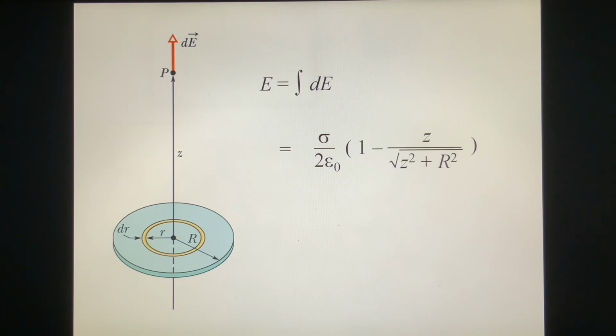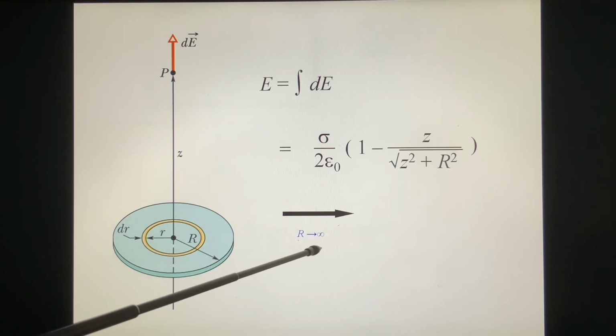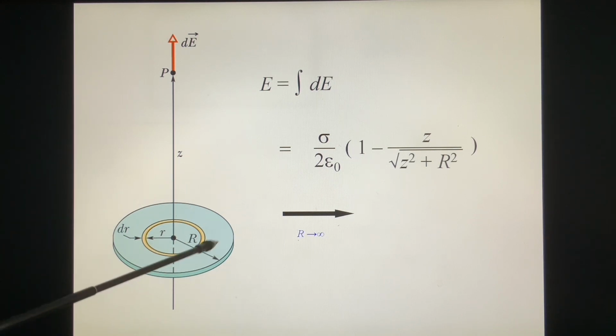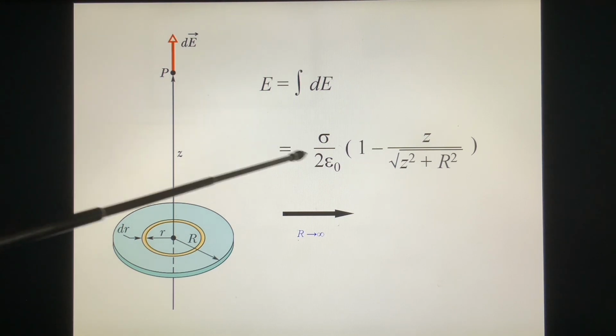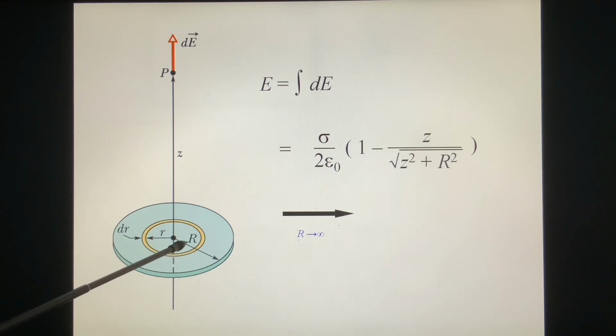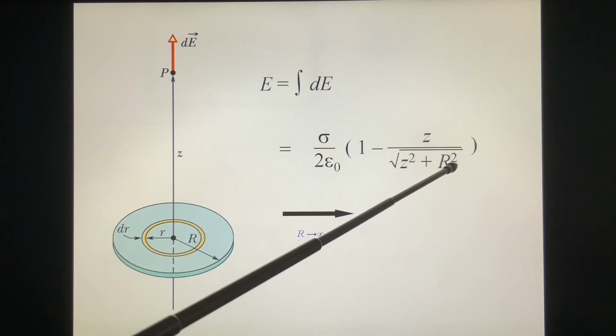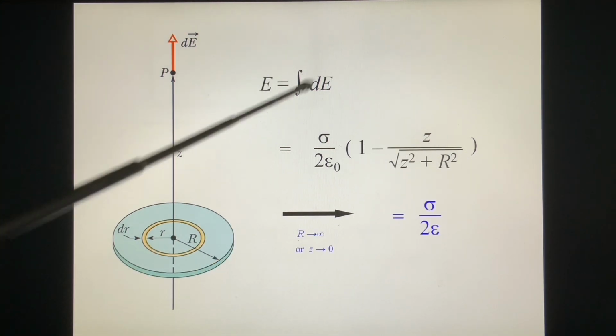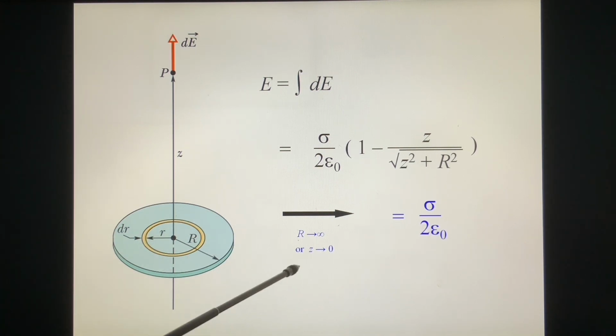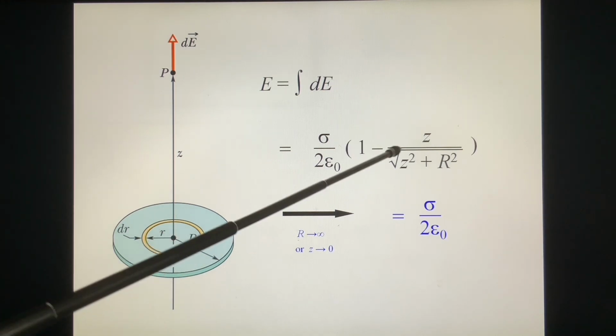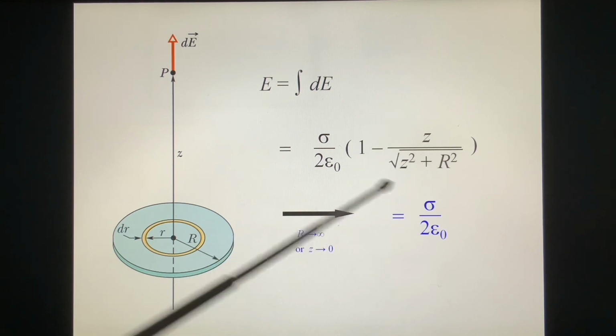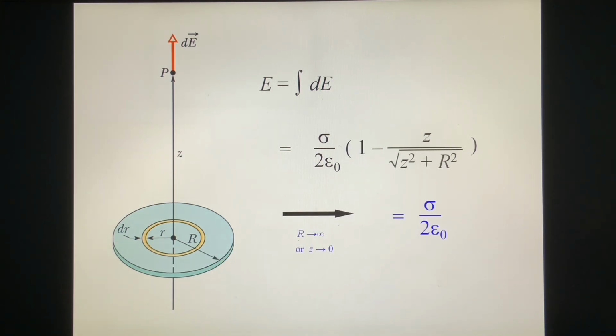Now let's look at the extreme situation. Suppose R approaches infinity. That means this disk becomes an infinite plane with a uniform charge density sigma. In this case, R approaches infinity, so this term becomes 0. So E becomes sigma over 2 epsilon 0 times (1 minus z over the square root term), or z equal to 0. That means the point P is on the surface. And z is 0, so this term is equal to 0. So E equals sigma over 2 epsilon 0.